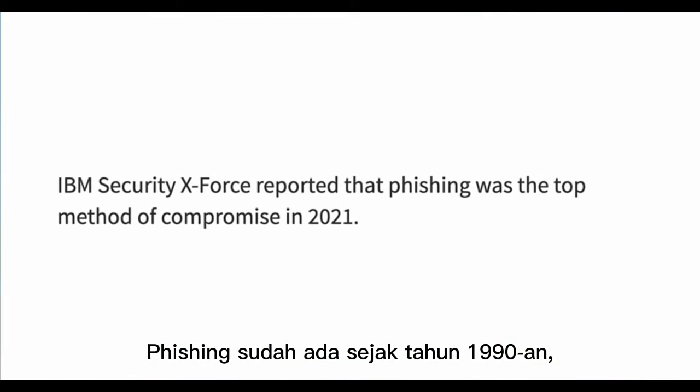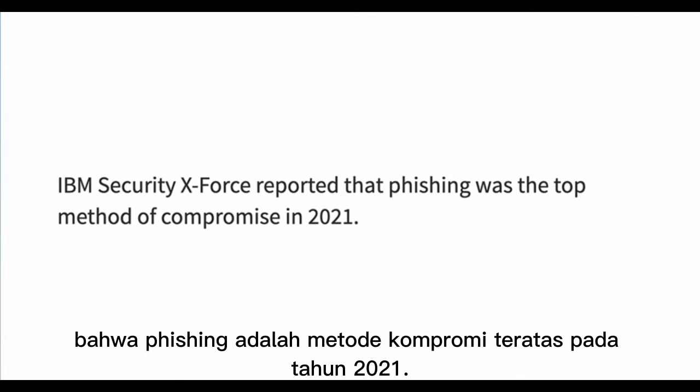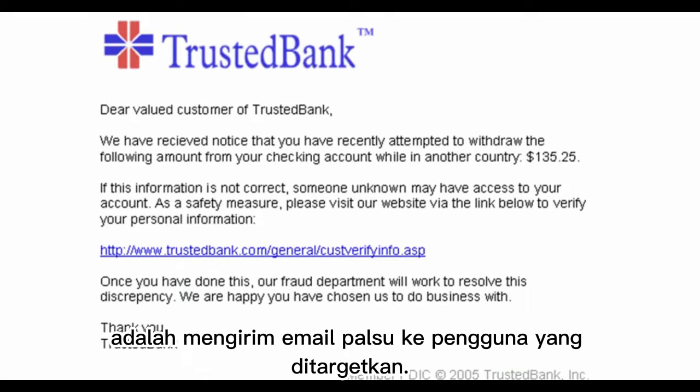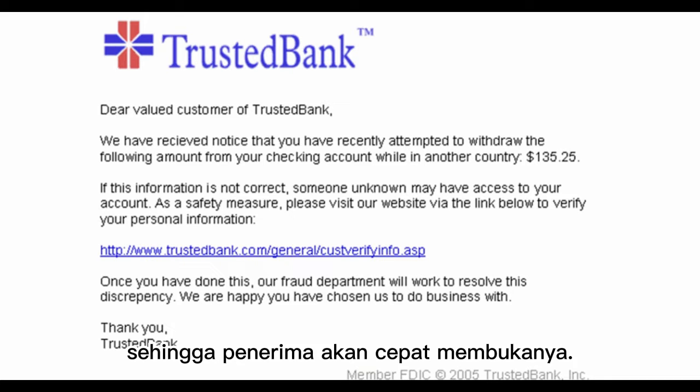Phishing has been around since the 1990s, but it's still going strong. IBM Security X-Force reported that phishing was the top method of compromise in 2021. The most common phishing technique is to send a fraudulent email to a targeted user. The email is designed to look like it came from a trusted entity, and it will often appear urgent so the recipient will quickly open it.